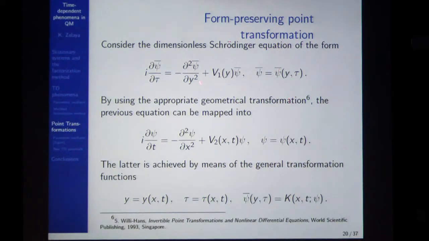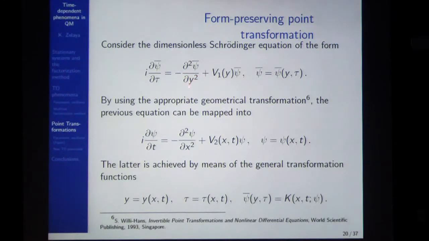In this case, I'm using an unrestricted class of point transformation, which is form preserving. This means that I depart from a given differential equation of a given order, in this case second order in space and first order in time, and I will map it into another partial differential equation, second order in position and first order in time. This is the form-preserving point transformation.